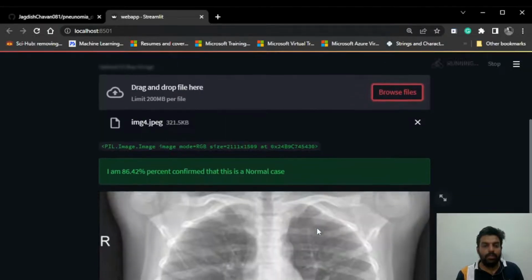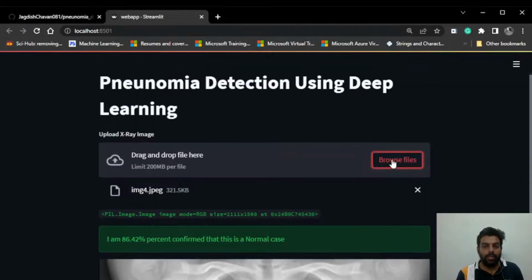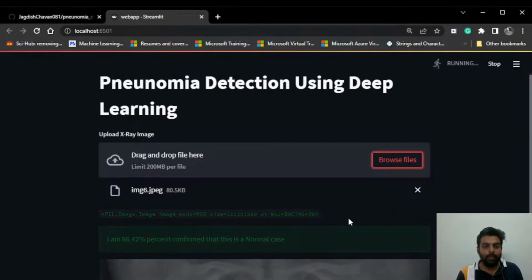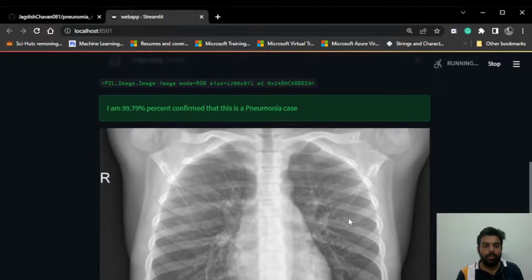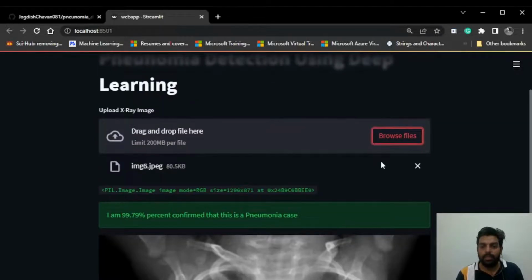Okay, as you can see, our model is predicting that the X-ray image that we have provided belongs to the normal case, that is pneumonia negative case, guys. We will be taking another image to check the accuracy again. Okay, now our model is saying that it is confirmed, 99.79%, that this image belongs to a pneumonia positive case, guys.